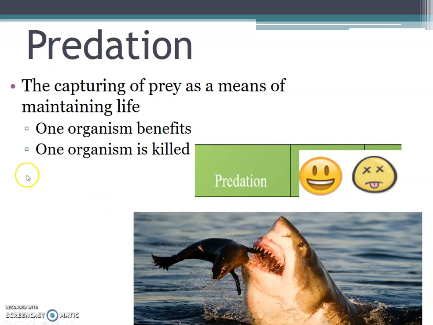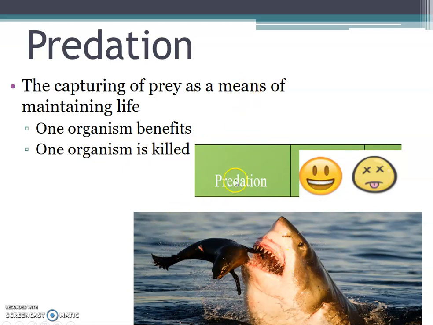Okay, so here is going to be predation. Please make sure that you're following along with your notes. Predation should already be there for you, and then you're going to write down one organism benefits and one organism is killed. And then you're going to draw in your faces here.